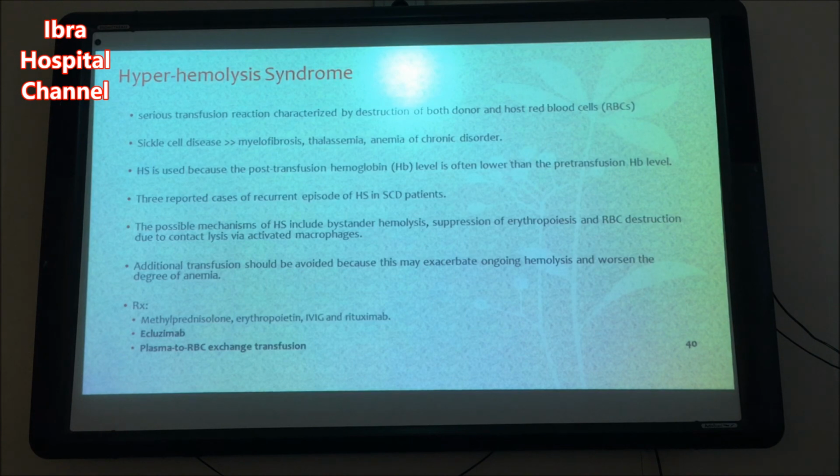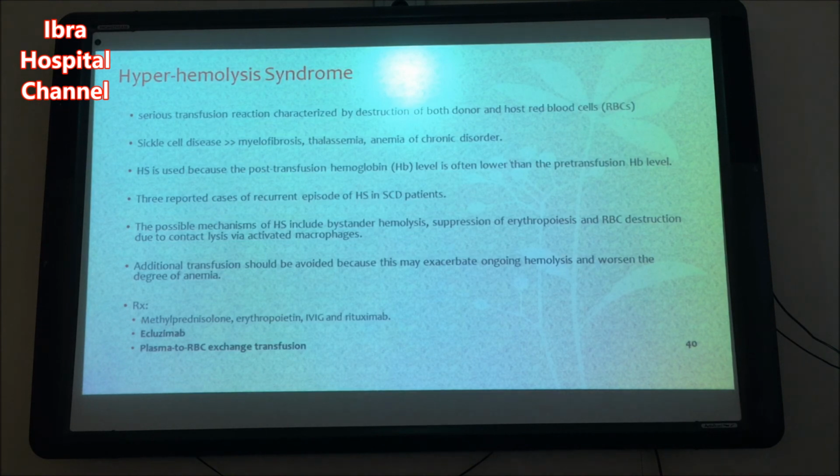The mechanisms are theoretical and it's called bystander hemolysis. But the treatment is very difficult. The best thing is to try to avoid blood transfusion in this patient. IVIG has been used, methylprednisolone, rituximab. They have tried all sorts of things, but it is really a difficult situation for the treating physician, and they need to consult a tertiary care hospital for advice.